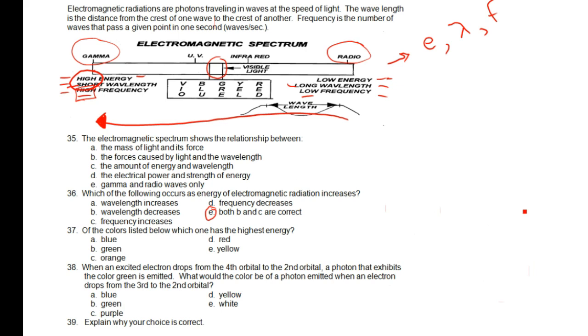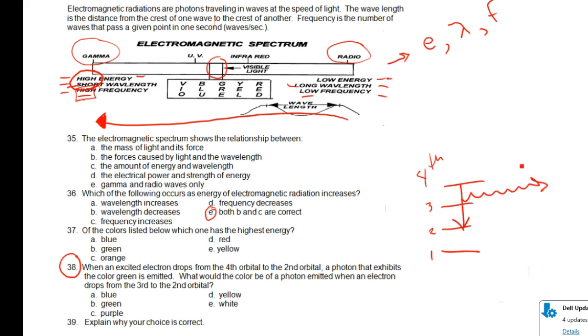But anyway, I want to look at 38 though. 38 is an awesome question. When an excited electron drops from the fourth, so I'm just going to draw little lines here like rungs on a ladder. So here's the fourth. When an electron drops from the fourth to the second, so here's 1, 2, 3, and the fourth, a photon that exhibits the color green is emitted. Sorry, I don't have green on this marker, but pretend it's green.